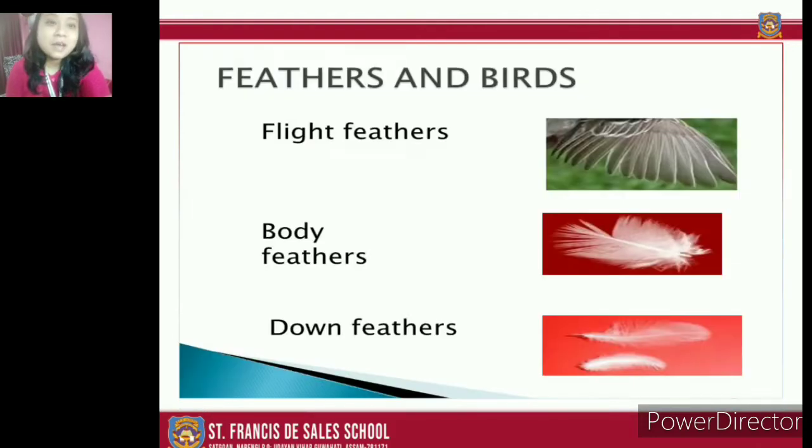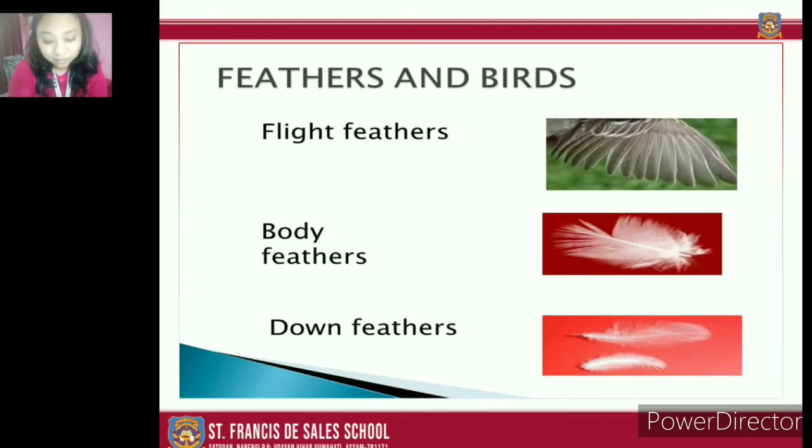Now the next part is the special features of birds, which also includes the feathers. When you look at this picture, you can see I have shown you three different types of feathers which are found in a bird. These are the down feathers, body feathers, and flight feathers. The down feathers are the soft and fluffy feathers which are found underside the bird. These down feathers also help the bird to keep warm.